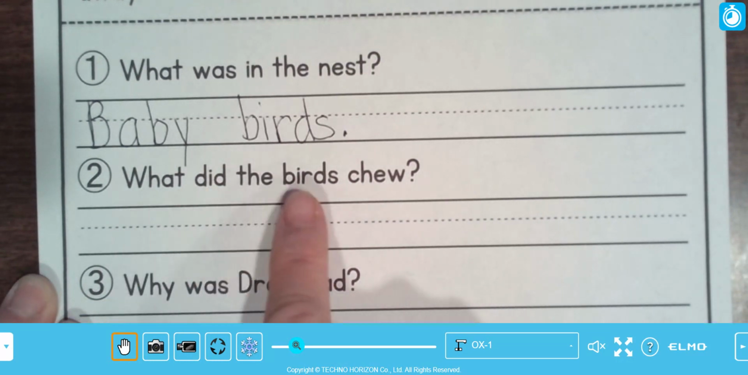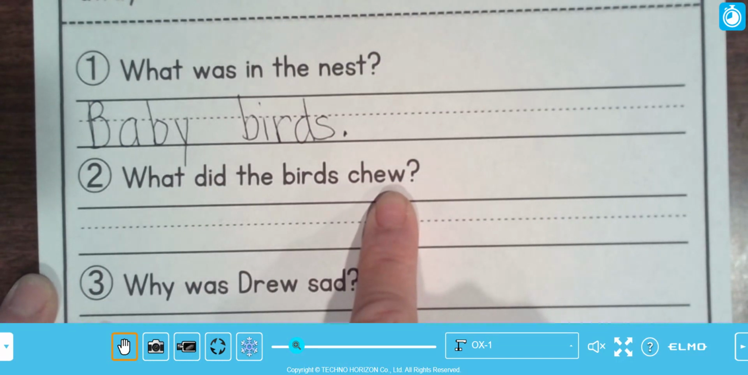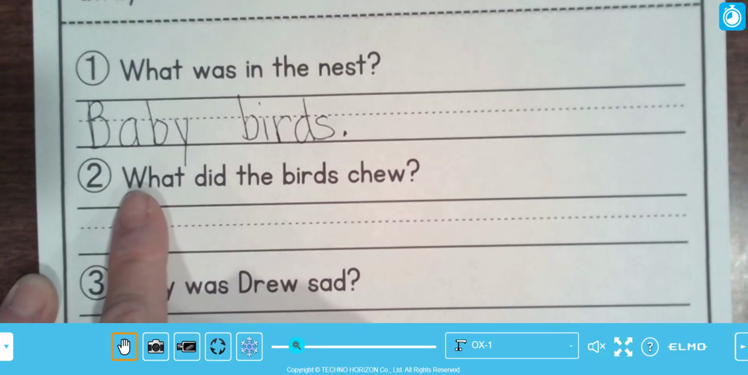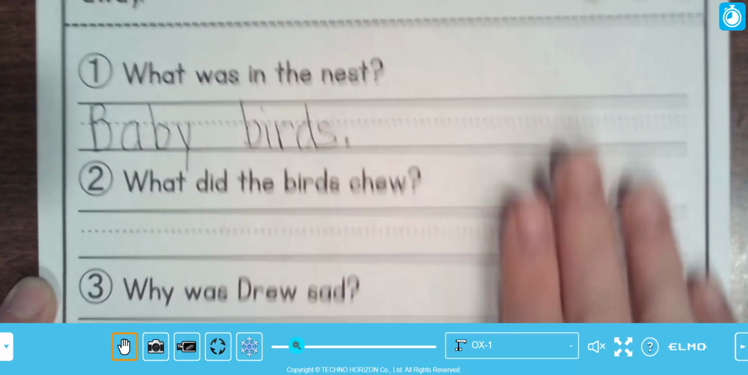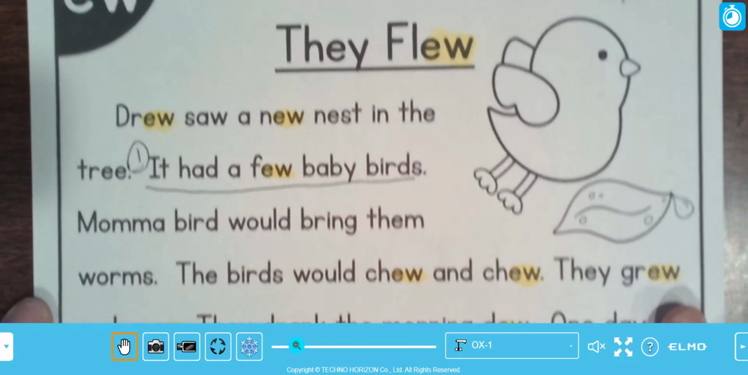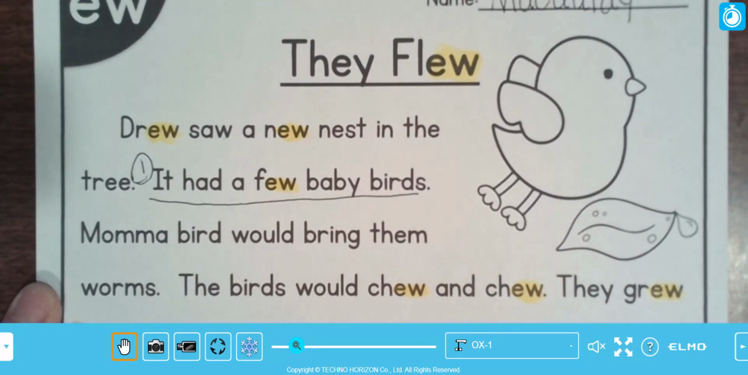What did the birds chew? What's the question? What did the birds chew? Let's read it again. Put your finger right here.